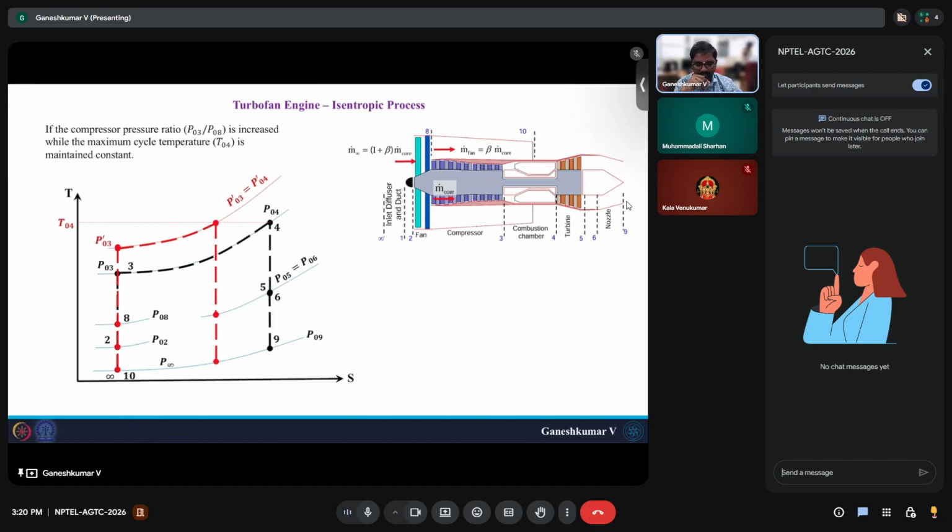This is what we studied in the last week's lectures also. There is an optimal pressure ratio for which you will get an optimal efficiency.